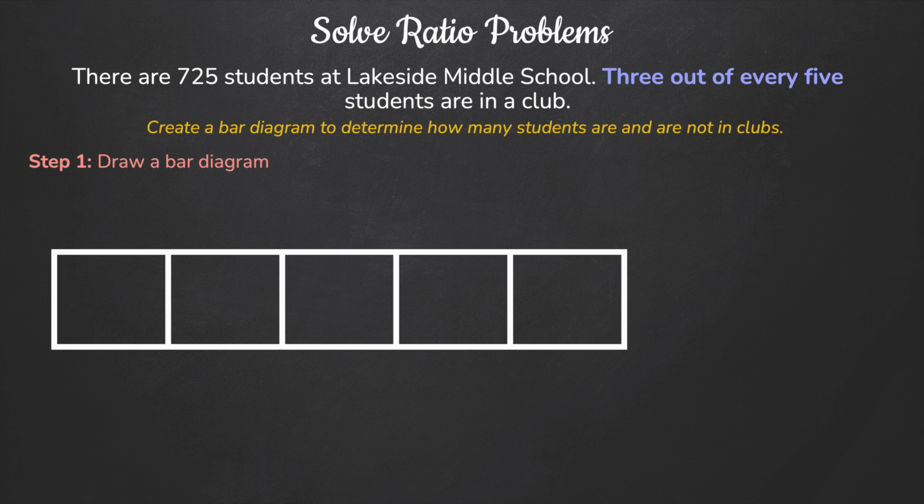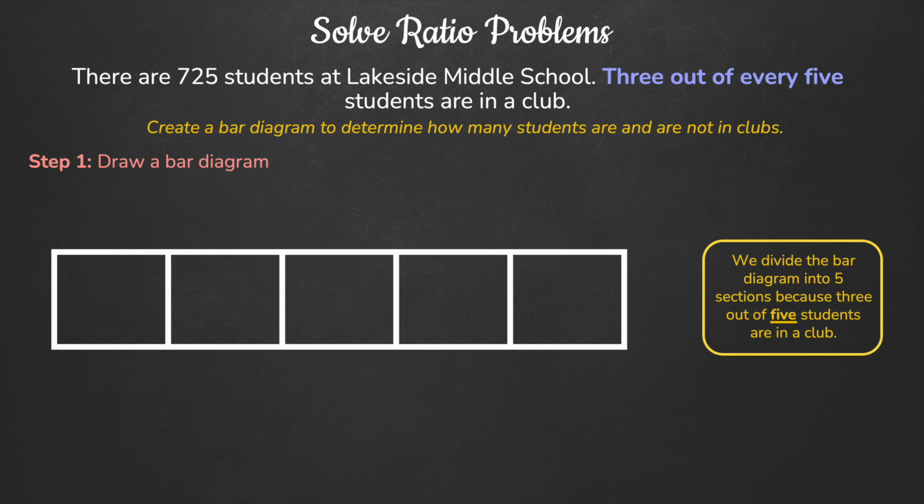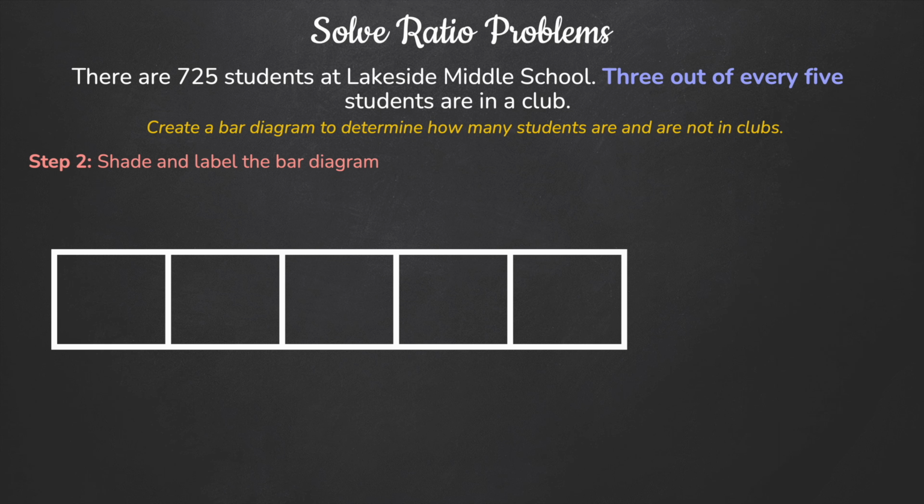So the first thing we're going to do is draw a bar diagram. So here we drew a diagram with 5 equal sections. And the reason we divided this bar diagram into 5 sections is because 3 out of 5 students are in a club. Next, we're going to shade and label the bar diagram.